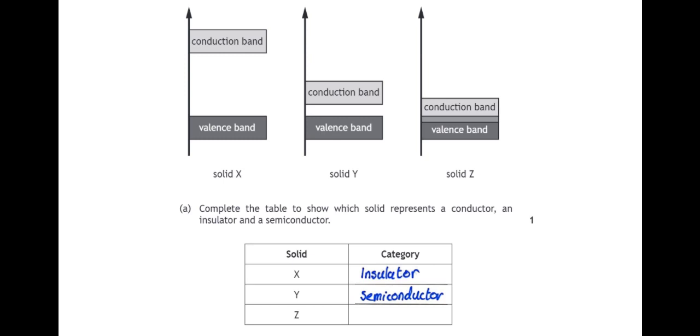And solid Z, obviously, is the conductor, because there is no gap between the valence and conduction band. So therefore, electrons that exist in the valence band are already existing somewhat in the conduction band as well. And so it is always possible for electrons to be able to flow through the conduction band.